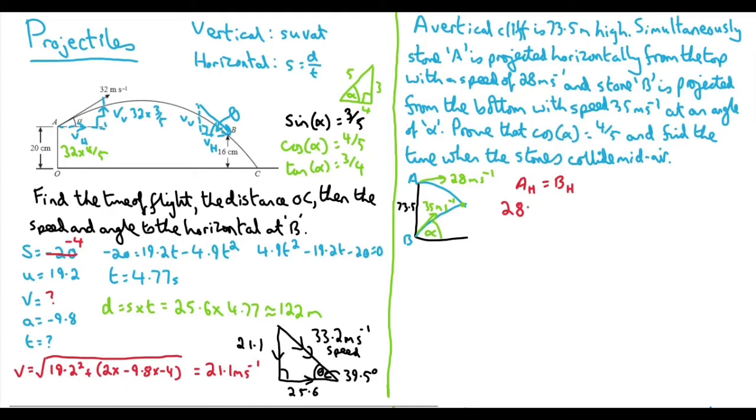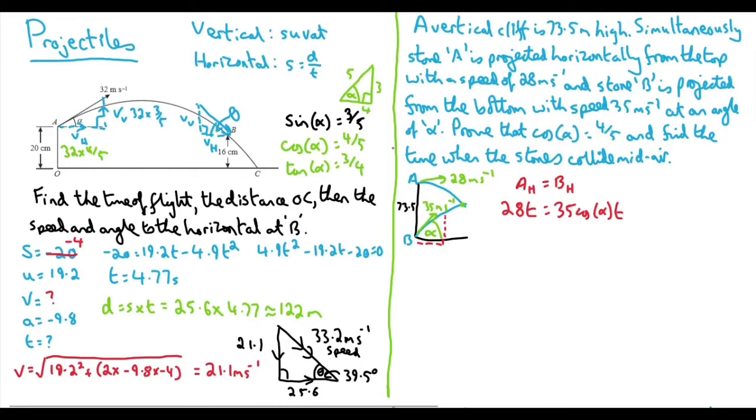But we don't know what the time is, so we'll just say this 28t. As for B, its horizontal and vertical components, we'll have to say, for the horizontal, are going to be 35 cos alpha. And then again, this will be times by t to go from a speed into a distance.